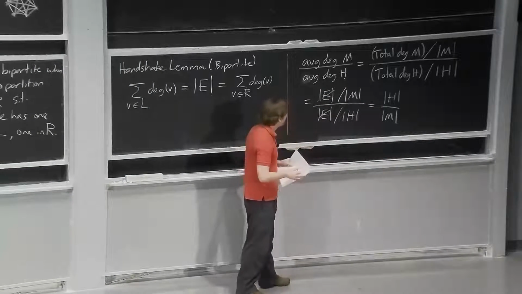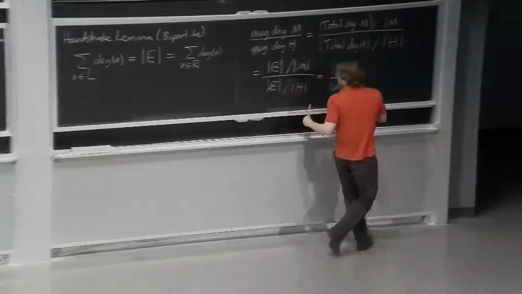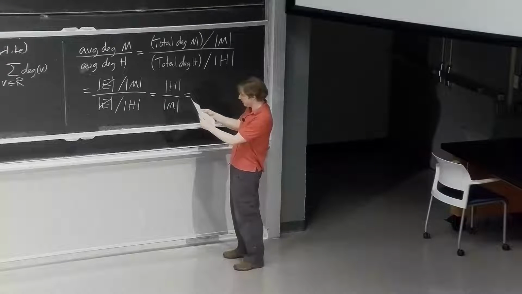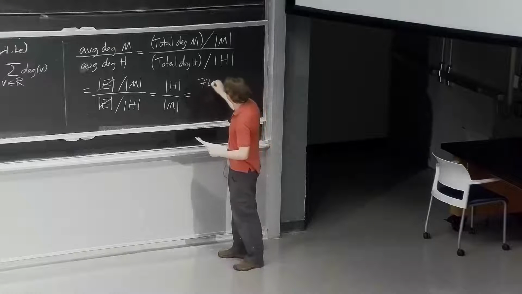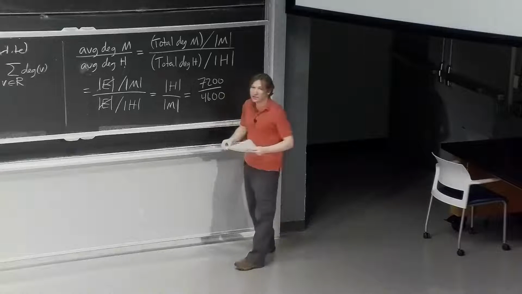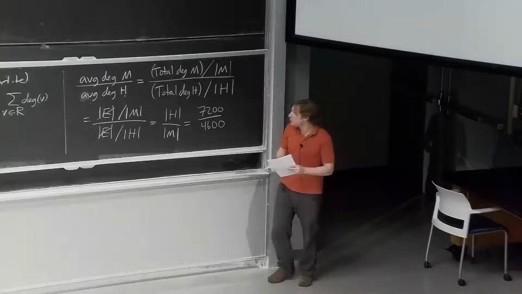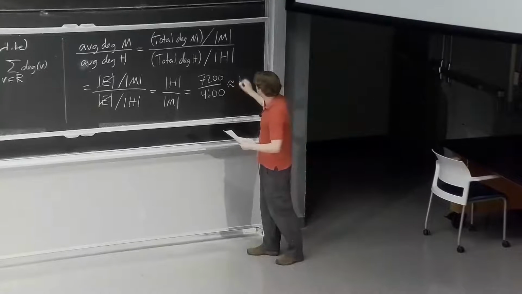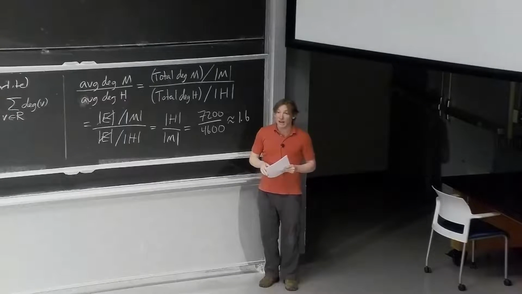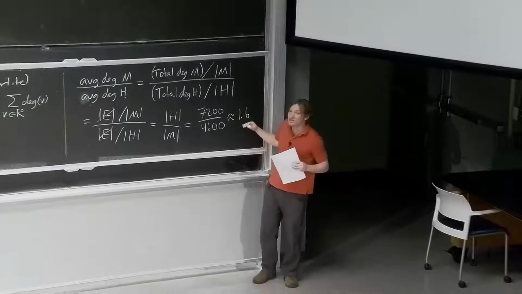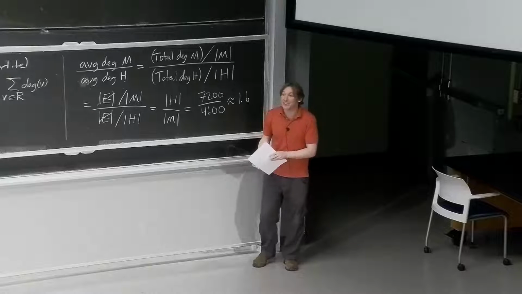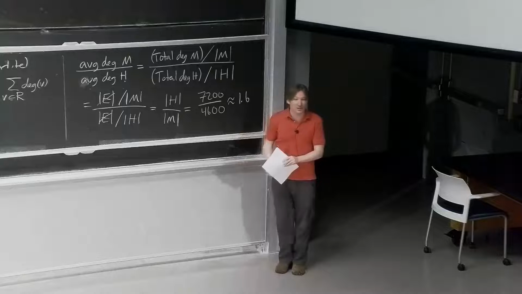Thank you so much. And now we can just ask how many students there are in each school. This is about, let's see, I wrote something down, about 7,200 divided by 4,600. Those are close anyway. They might be a bit out of date. But this is about 1.6. So the average MIT student has about 1.6 times more Harvard friends than the number of MIT friends the average Harvard student has.